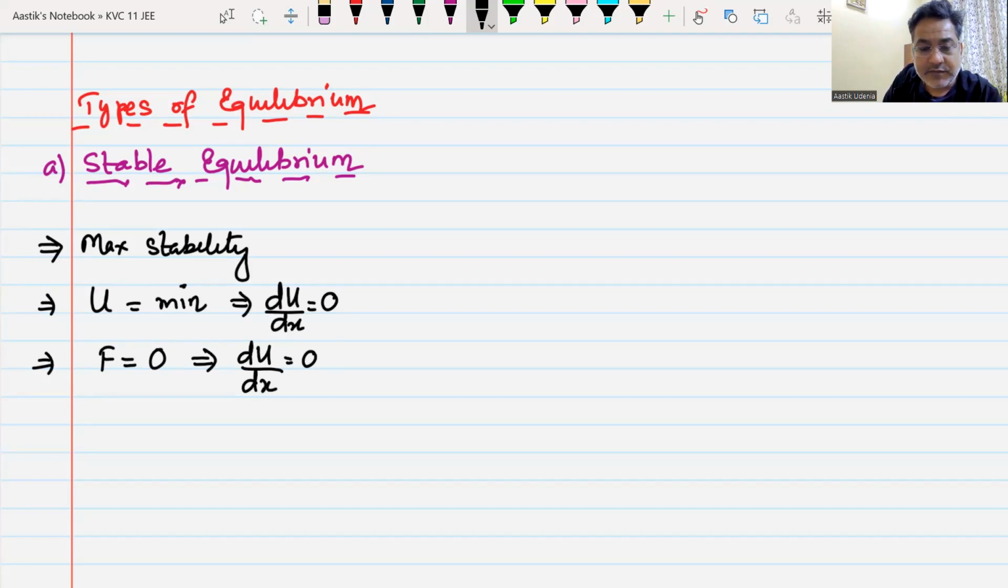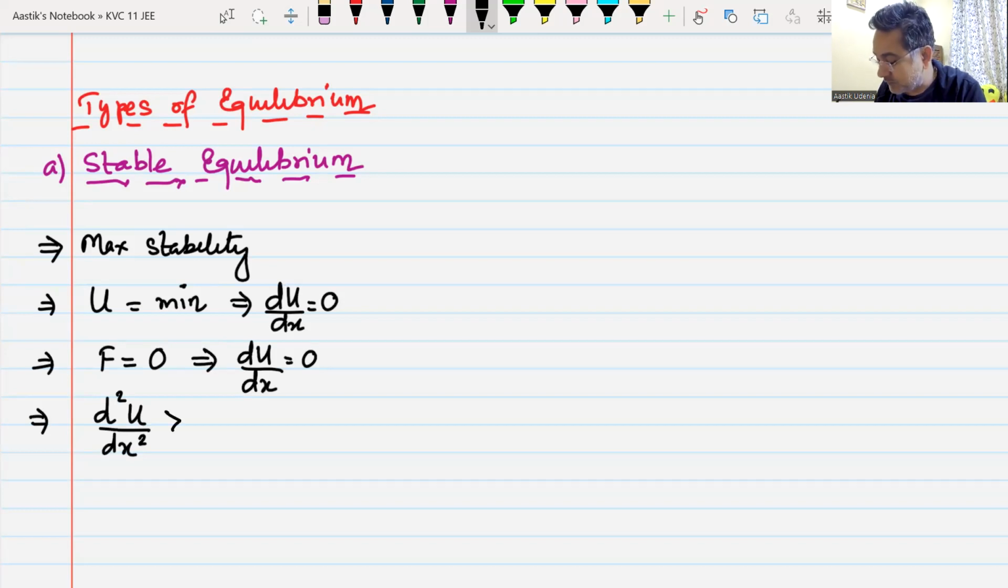Now, basically, this becomes the minima of the function, and to find out the minima of the function, you can find out the second derivative of that function. Do you know this? Maxima, minima? The second derivative of the function should be greater than 0. That becomes the condition of stable equilibrium. Do we understand this? Do we remember this?